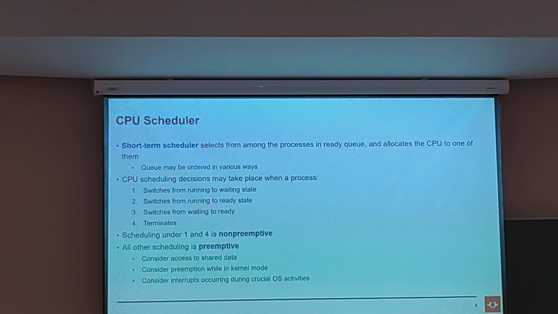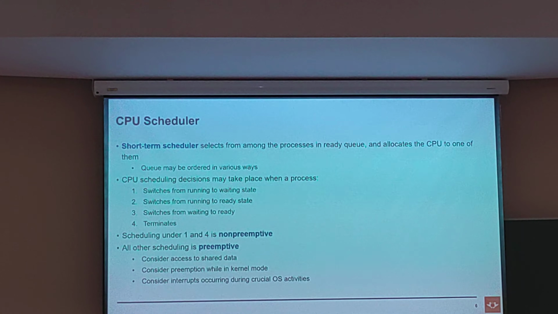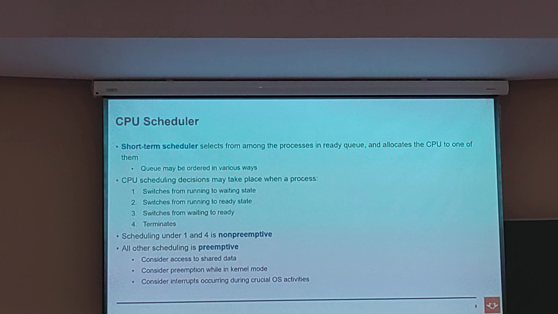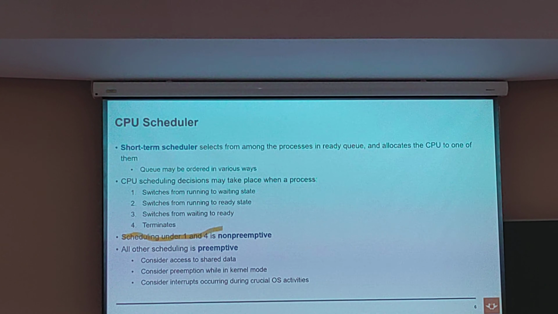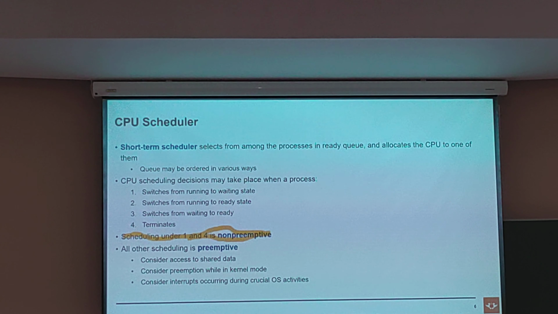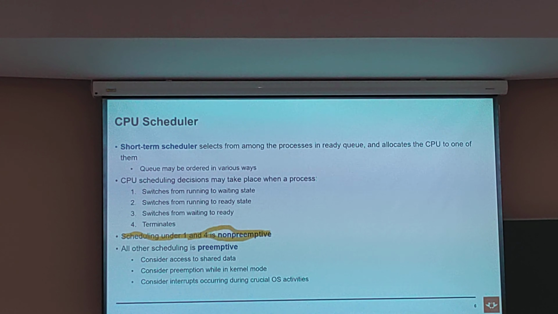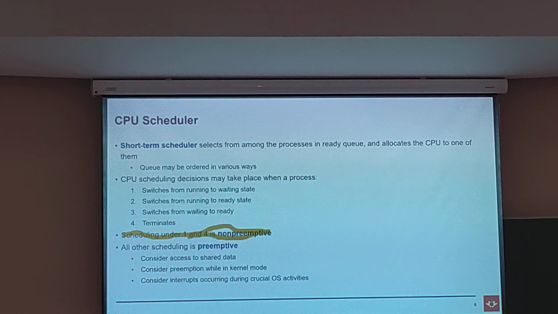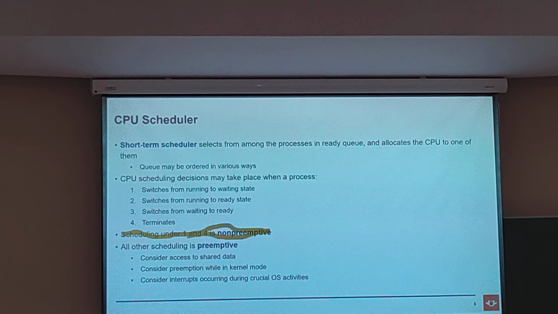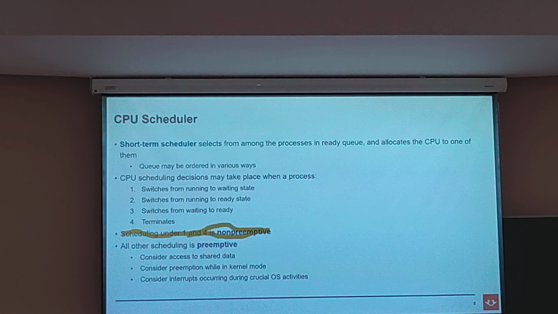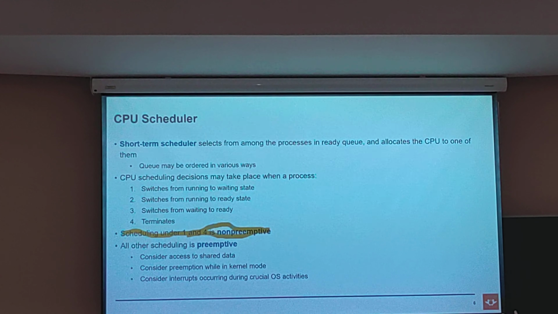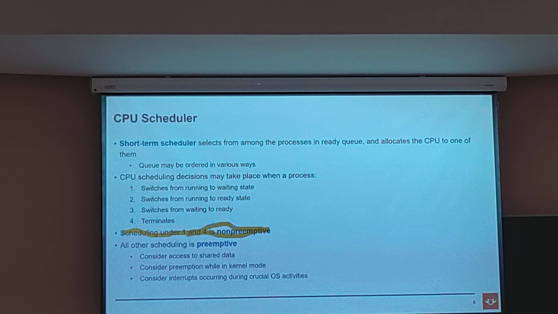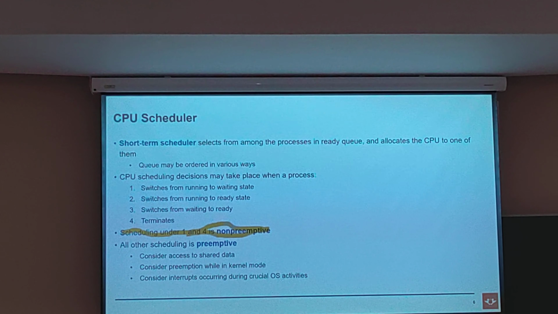Now what they say here, this is important to realize. Scheduling under 1 and 4 is what we call non-preemptive. Non-preemptive basically means it's cooperative. Non-preemptive means the process itself says, I'm finished, I'm done, I voluntarily let go of the CPU.